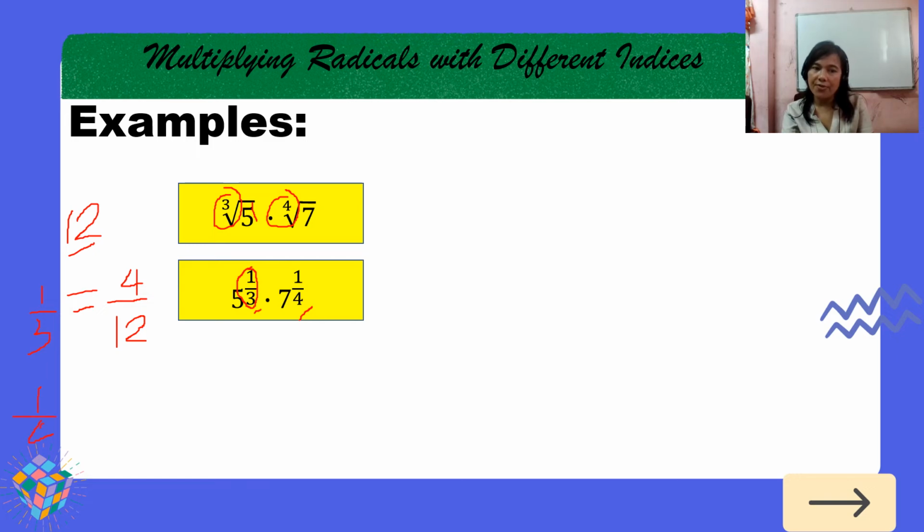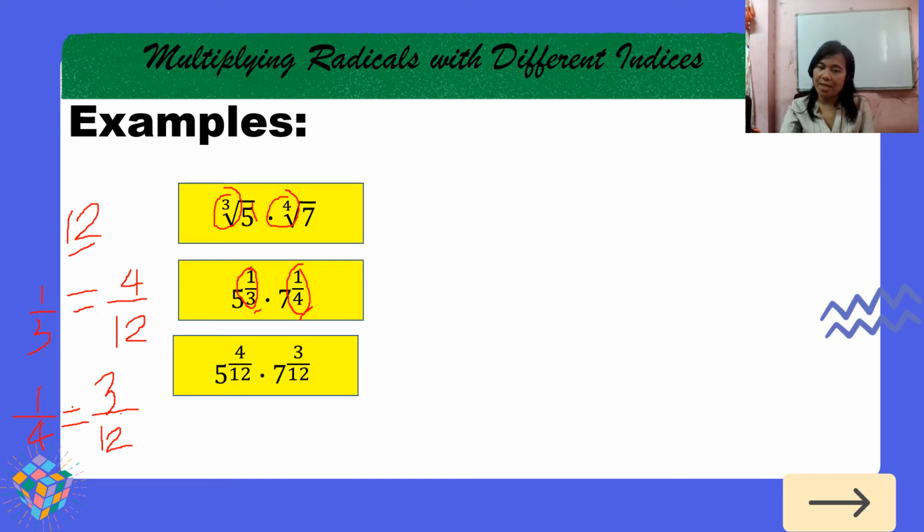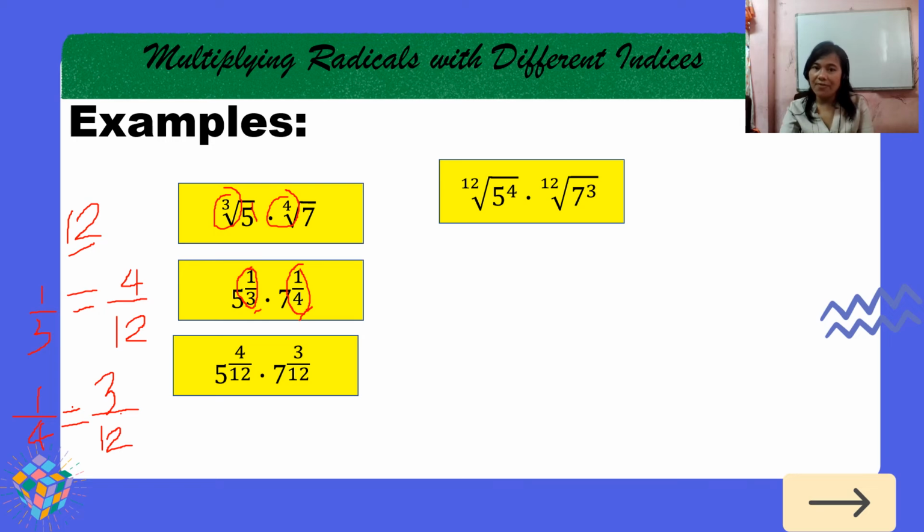Ganun din yung gagawin mo sa 1/4. Gamitin mo rin yung same, kasi nga, gagawin mo silang pareho ng denominators. So, 12 din. Divide times ulit. So, 12 divided by 4 is 3 times 1. So, that is 3. So, yung 1/4 dito sa 7 is magiging 3/12 na. So, ganito na yung magiging itsura niya. Ngayon, balik ka na dun sa radical form. Transform mo ulit sila kasi same na yung denominators. So, meron ka ng 12th root of 5 to the 4th and 12th root of 7 cube.